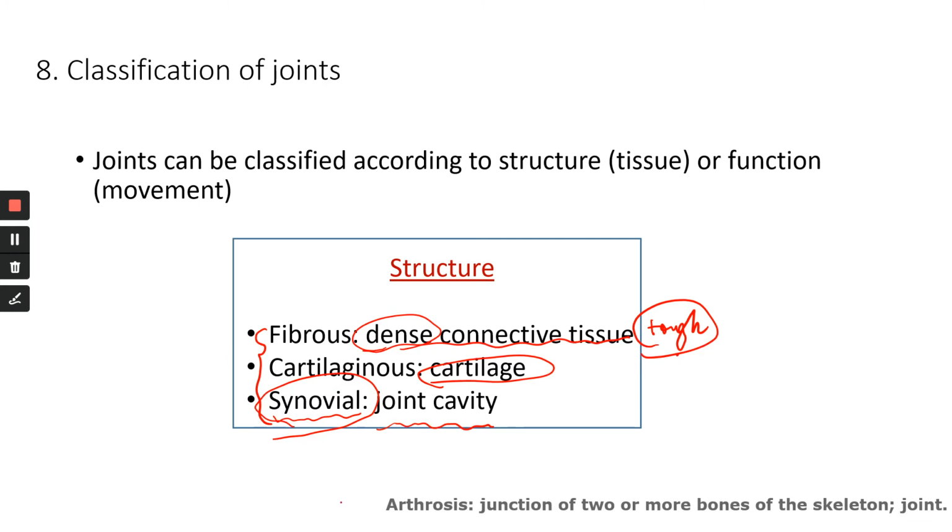Over here, it's really just an introduction of terms: arthrosis, junction of two or more bones of the skeleton. So basically, arthrosis just means joint. A lot of times you will hear the word articulate. Articulate really just means that two or more bones join together to form a joint.